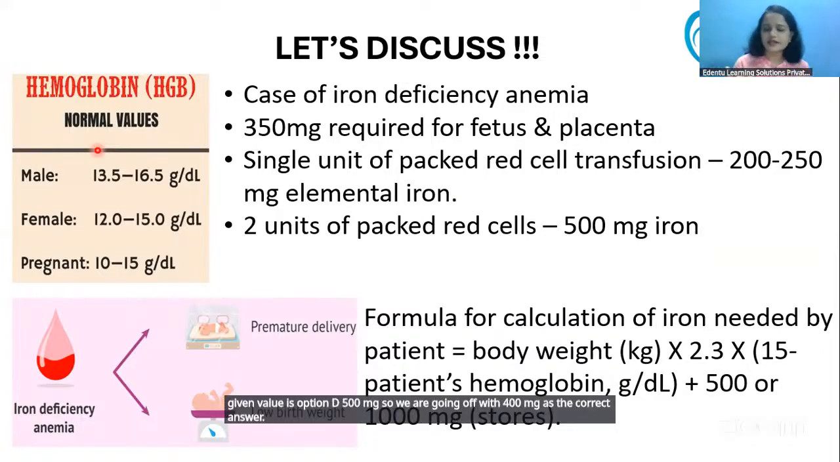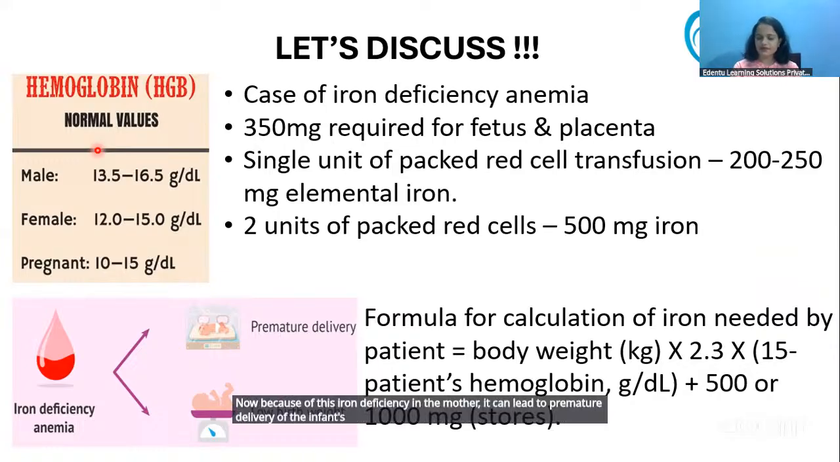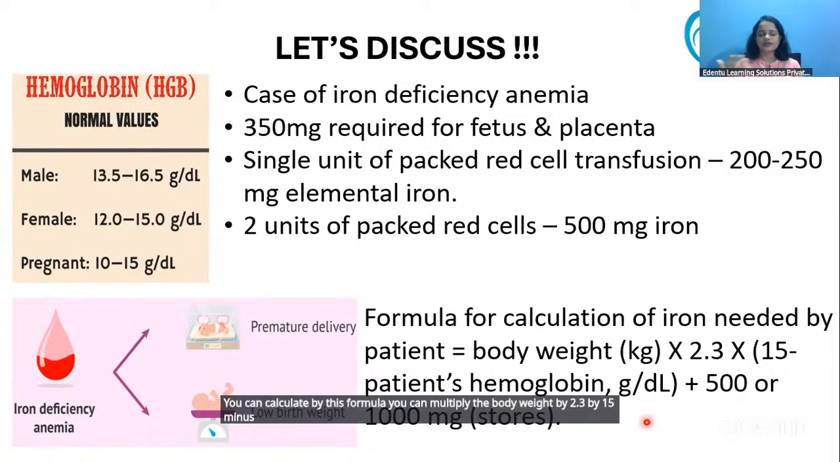Now, because of this iron deficiency in the mother, it can lead to premature delivery of the infants, or low birth weight infants can also result. Now, how will you calculate how much iron is required for the patient? There is a specific formula for calculating this. You can multiply the body weight by 2.3 by 15 minus the value of the patient's hemoglobin levels.